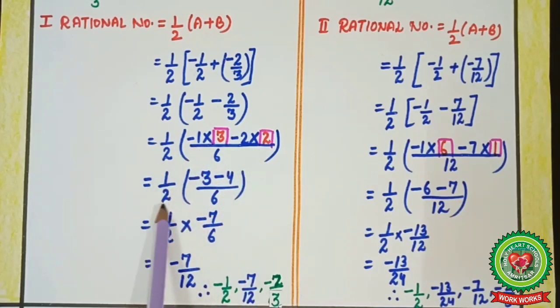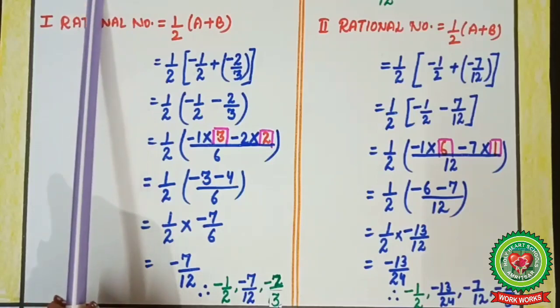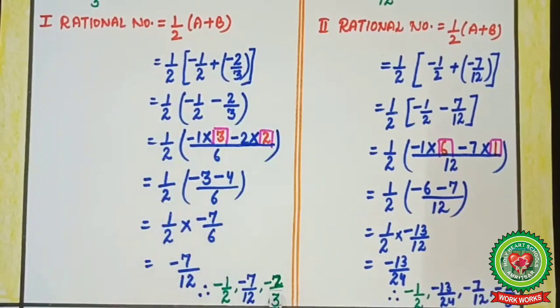So you will have 1 upon 2 bracket 1 minus 1 into 3, that will be minus 3, minus 2 into 2, that will be minus 4. Now here you can see that minus minus sign of minus, add the numbers, so you will have minus 7 upon 6. So you will put here multiply 1 upon 2 multiply by minus 7 upon 6. So no cutting is possible there. So you will have minus 7 upon 12. Now how to insert the number between the two given numbers? So you will have the two numbers as minus 1 upon 2 and minus 2 upon 3. So you will write here minus 1 upon 2 and minus 2 upon 3, and in between these two numbers you will insert this number, that is minus 7 upon 12.